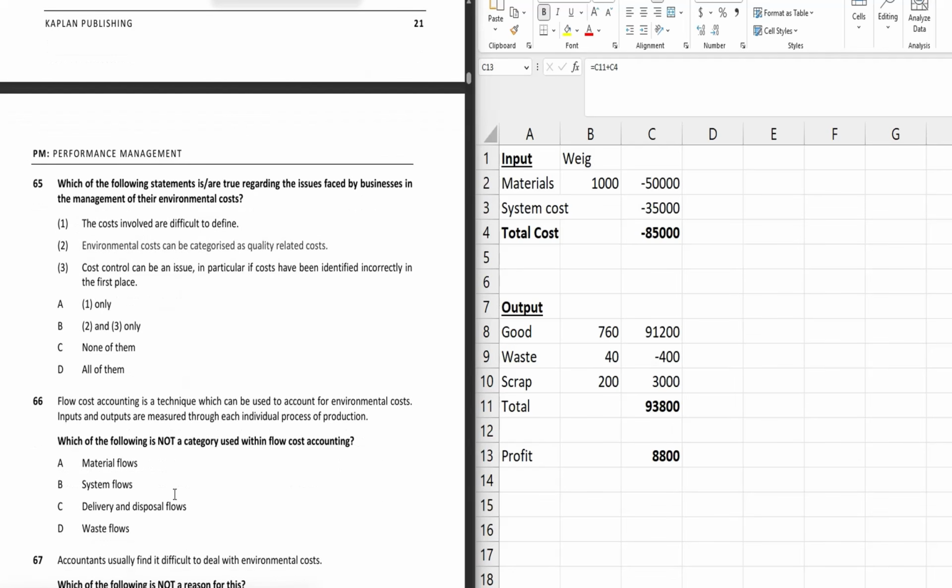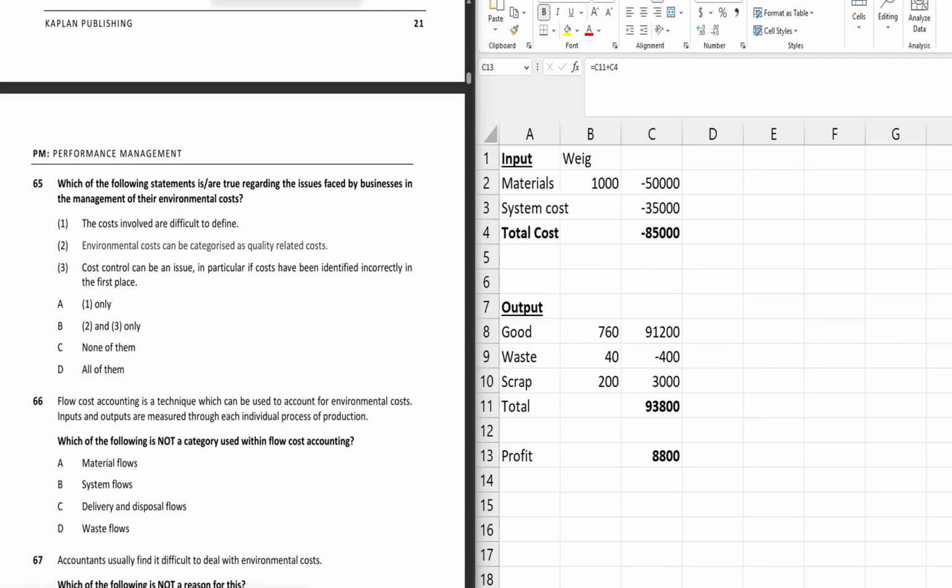Now number 65. Which of the following statements are true regarding the issues faced by businesses in the management of their environmental cost? The first is the costs involved are difficult to define. Obviously, it is quite difficult to define the cost, especially if it is related to the environment. Okay, so this is a challenging part. Also, some of the environmental costs are hidden ones, quite difficult to identify. So in that case, obviously, it is quite difficult to measure the cost as well.